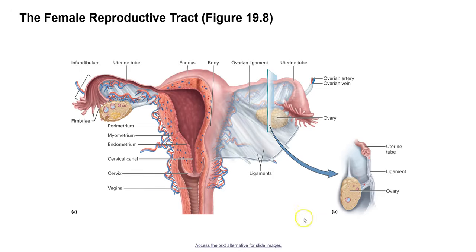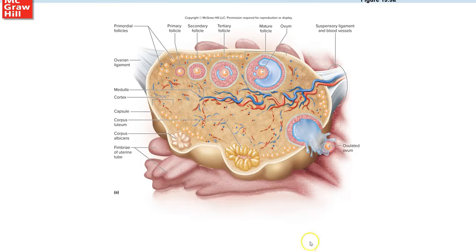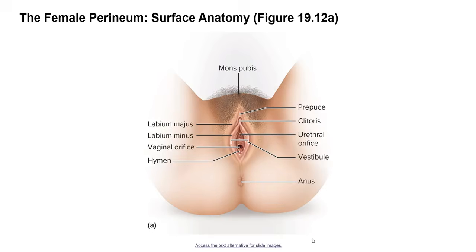Now let's take a look at the external anatomy of the female reproductive tract. So here we are looking at the vulva. The vulva is the external genitalia of the female. This is going to include this mons pubis here, which is a mound of fatty tissue or adipose tissue and skin with some overlying pubic hair covering that area.